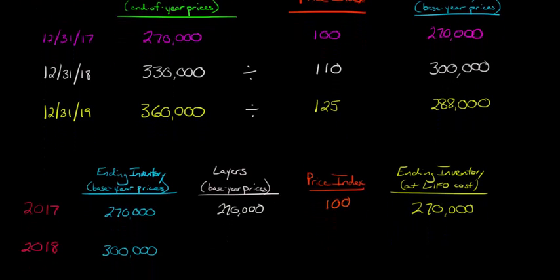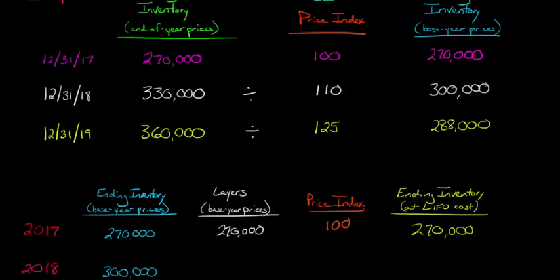Now let's get to where it's a little more complex. So ending inventory 2018, we know at base year prices is 300,000. Where do I get that from? Well, we calculated it up here, right? So that's the ending inventory. Let me make sure you can see that. Ending inventory base year prices for 2018 is 300,000. So we just take that, we move that down here.